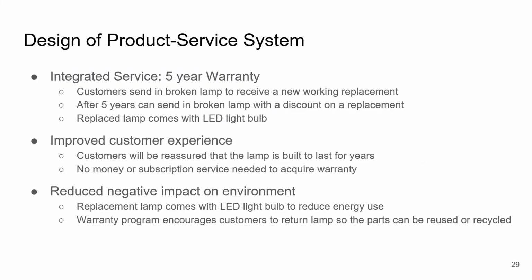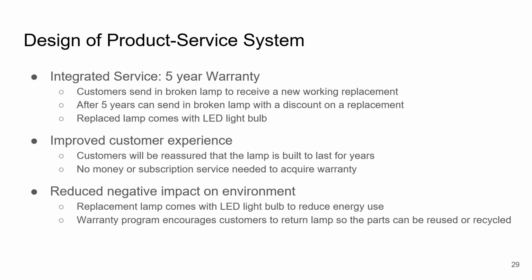The design of a product service system that we used is a 5-year warranty, in which during the first 5 years of owning the lamp, the customer can send the broken lamp in for a new replacement with a complimentary LED light bulb. This warranty will reassure customers that the lamp is built to last for years, and that they will not have to pay any outstanding fees for this warranty service. The replacement lamp will come with an LED light bulb to reduce energy use. The warranty program encourages customers to return the lamp so parts can be reused or recycled instead of throwing the lamp away.